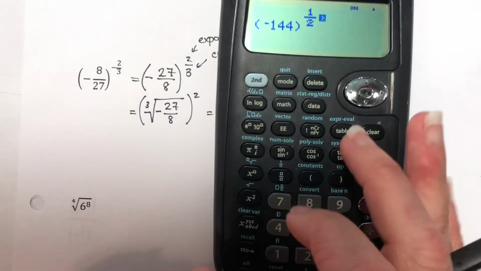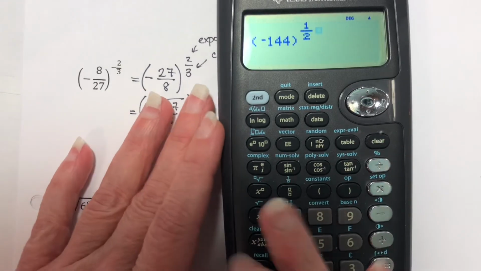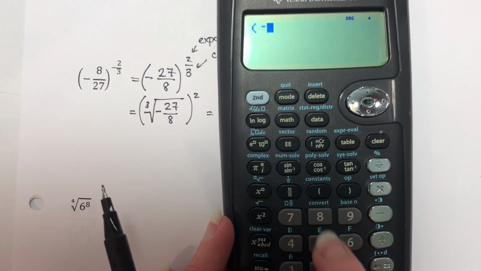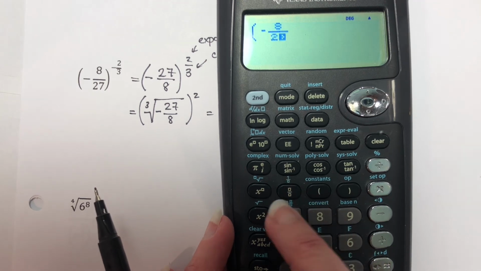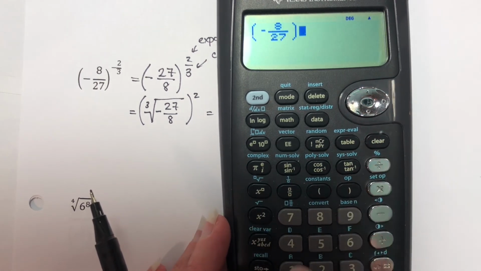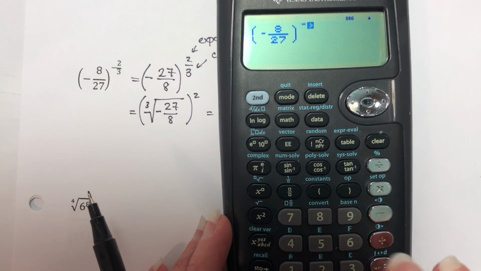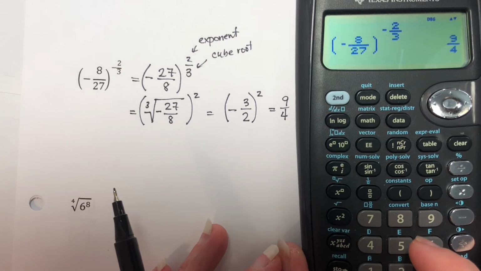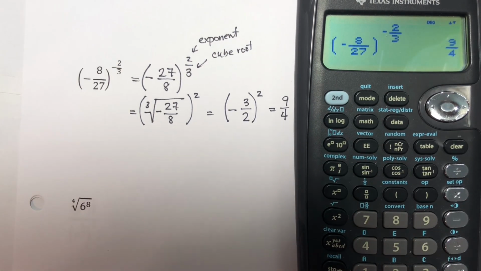Now let's see if our calculators would give us that. Let's clear this. If I open parentheses and enter negative 8 over 27, close parentheses, raise that to the negative 2/3 power, let's see if it gives us the answer. Yes, 9/4. Now, I do want to point out that, yes, your calculator will do a lot of these, but it won't do all of them. So you still have to know how to do this stuff by hand because there are limitations in the programming here.